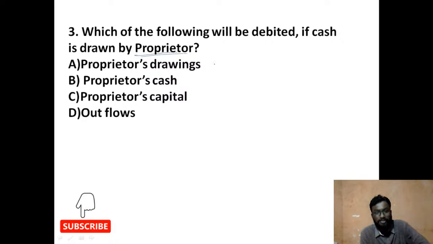So which of the following will be debited if cash is drawn by proprietor? So whenever any amount withdrawn for the personal use will be considered as drawings. So whenever a proprietor or owner of an organization withdraws any amount, generally proprietor's drawings account will be debited.